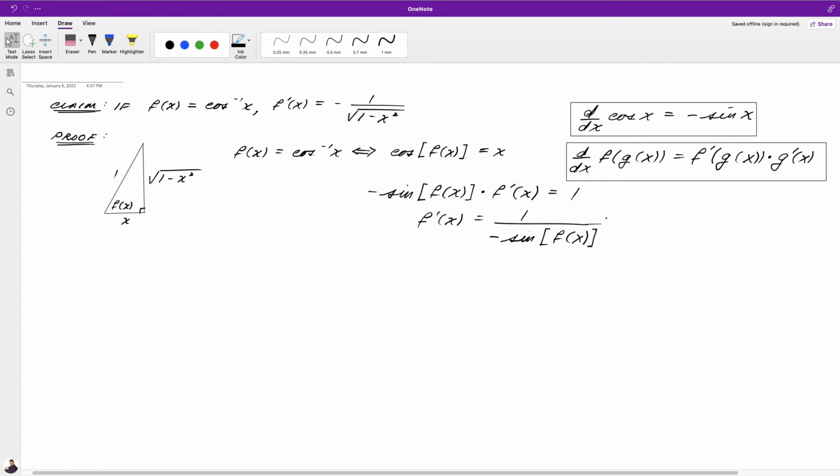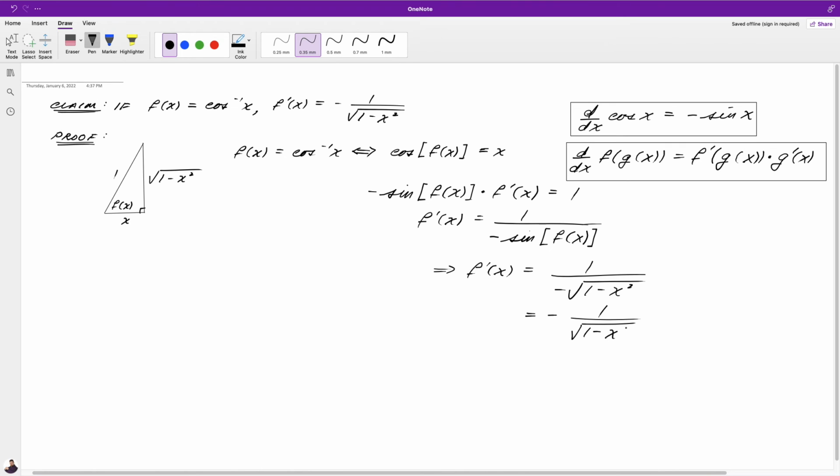Okay, good. So we are just about done because we can see that the sine of f of x is simply going to be the square root of 1 minus x squared over 1, or simply the square root of 1 minus x squared. So we have here f prime of x is equal to 1 over negative square root of 1 minus x squared. Of course, we can think about that as negative 1 over the square root of 1 minus x squared. Not so bad.